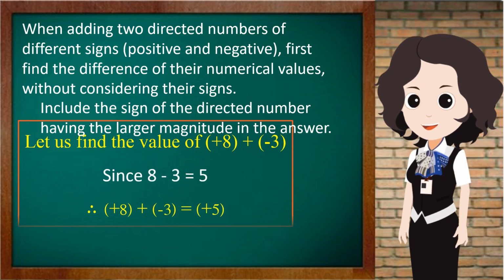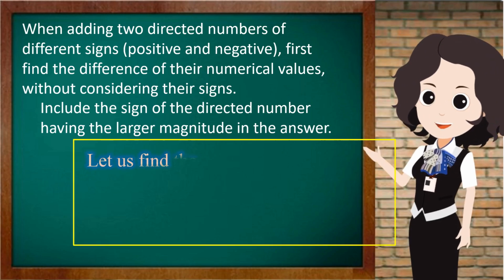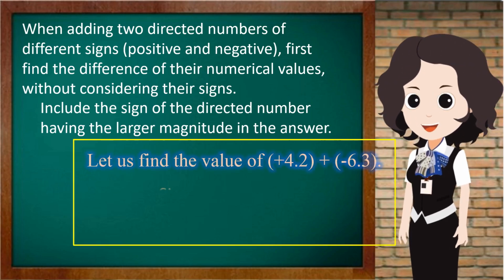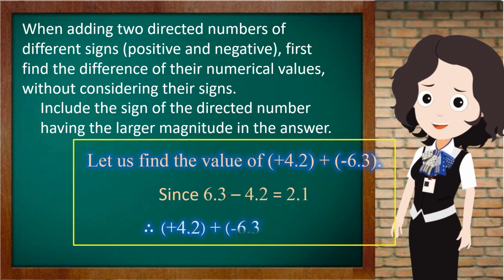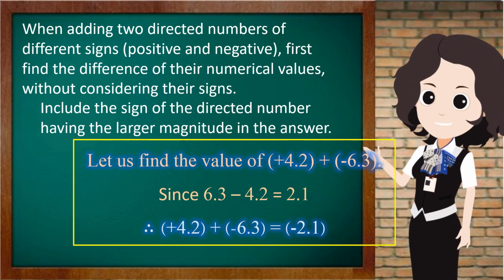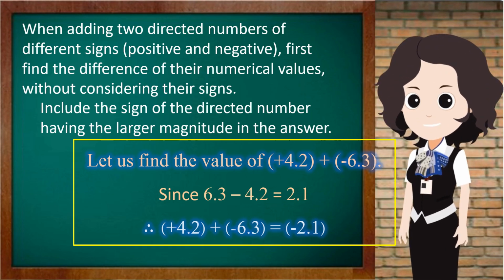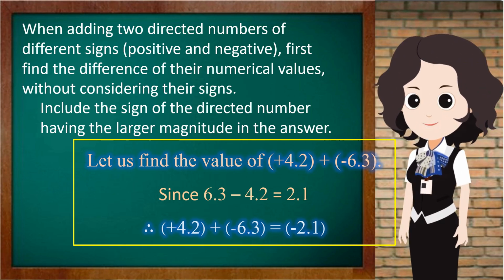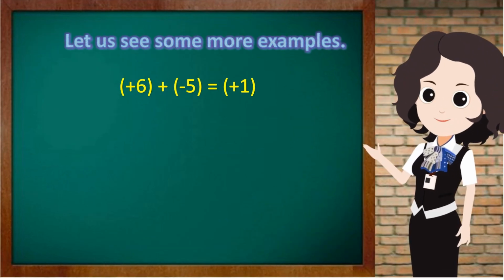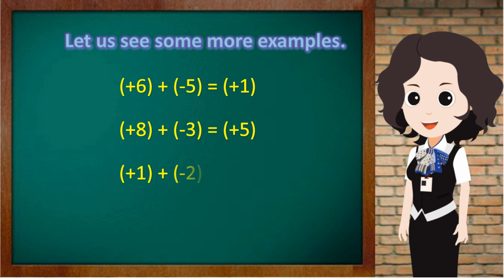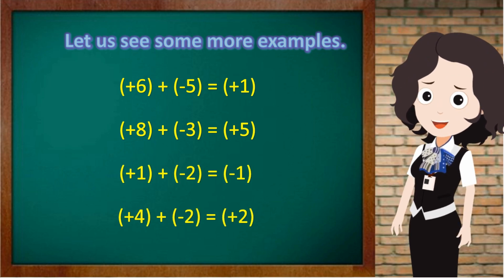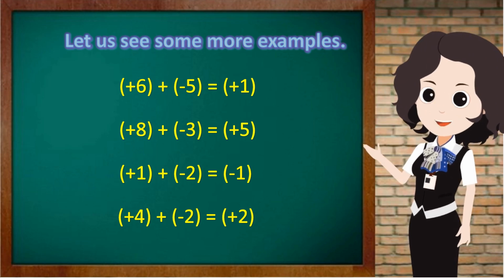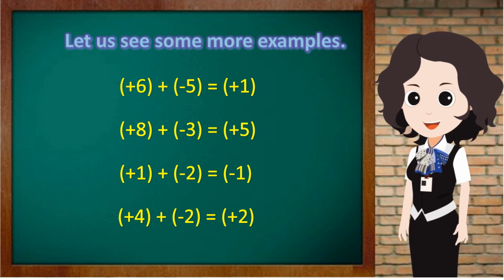Let us find the value of +4.2 plus -6.3. Adding +4.2 to -6.3 is equal to -2.1. My dear children, let us consider some more examples. Look here, my children. The value of adding +6 and -5 is equal to +1. The value of adding -3 to +8 is equal to -5. The value of adding -2 to +1 is equal to -1. The value of adding -2 to +4 is equal to +2.